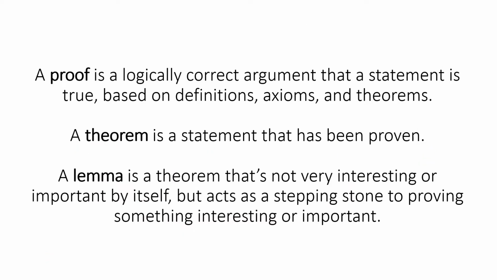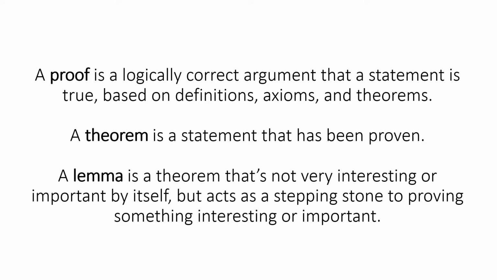Proofs, theorems, and lemmas. So a proof is a logically correct argument that a statement is true, and a proof is based on definitions, axioms, and theorems. Again, I'll tell you what axioms are later, but they're similar to definitions. A theorem is a statement that has been proven. So basically, when you're writing a proof, you can use things that other people have already proved to save you time. And then a lemma is just a type of theorem.